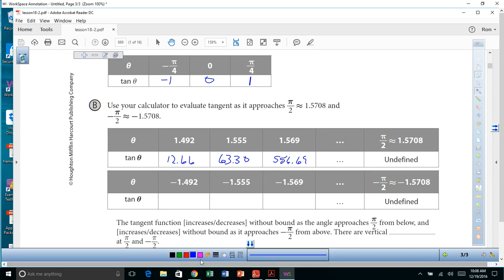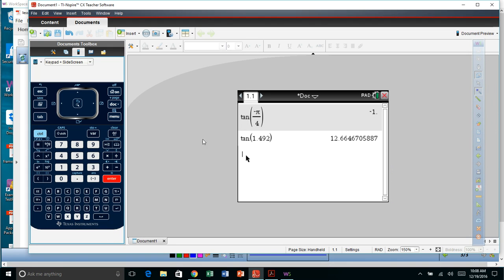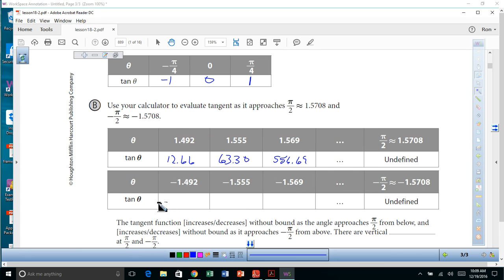All right, what about the opposite, the negative? So let's go up here and grab that, and we'll make it negative. And that'll give you negative 12.66. And again, this would be negative 63.30 and negative 556.69.